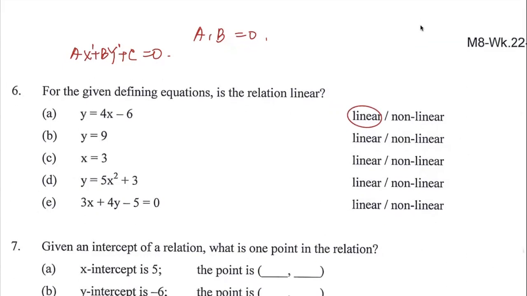So the degree of y is equal to 1, right? And there's no x, which means the coefficient of x is equal to 0, plus 1y minus 9 is equal to 0. So if we compare these two, this is standard form, right? And this is the standard form of this question.